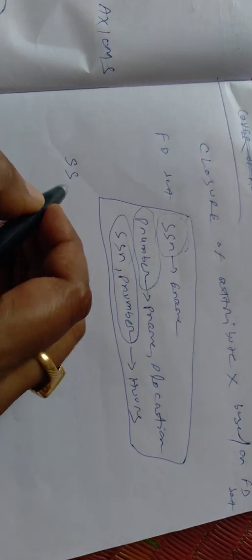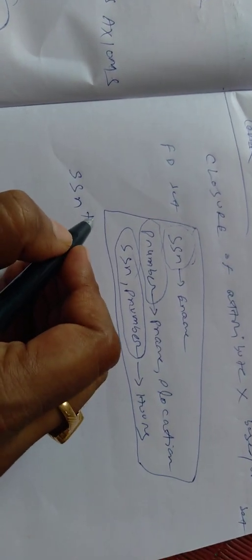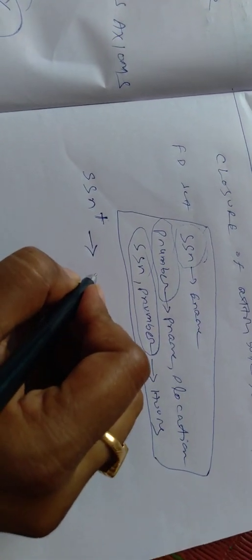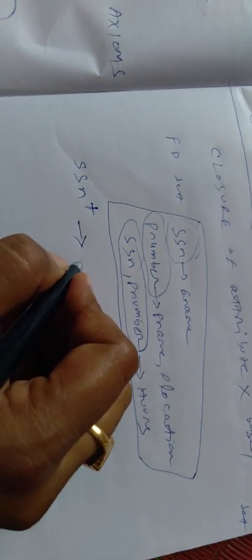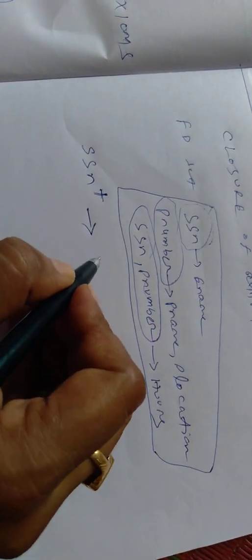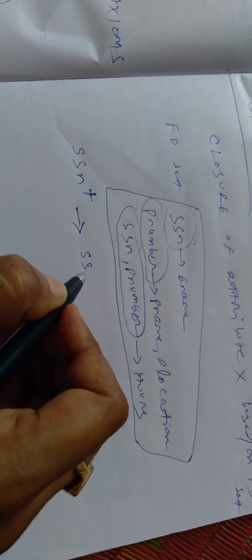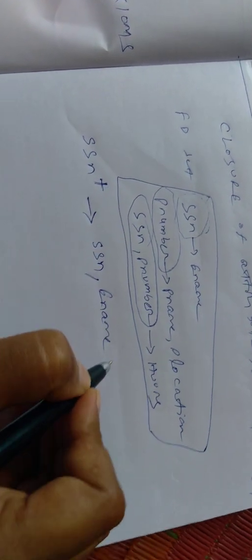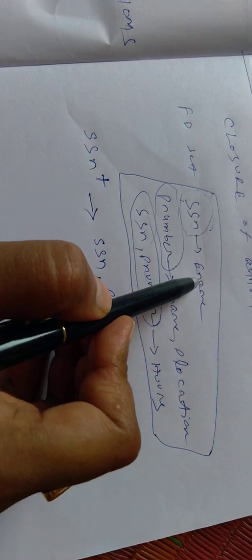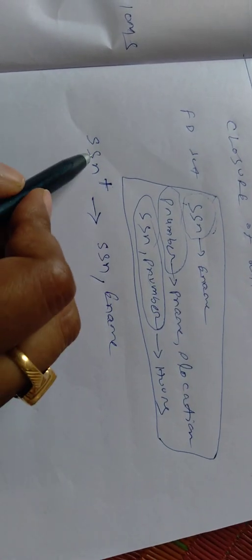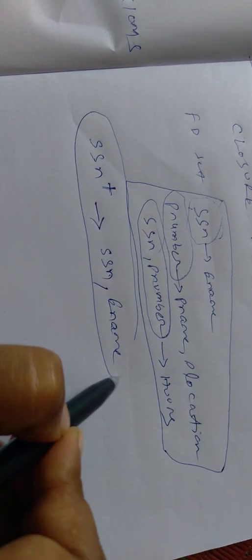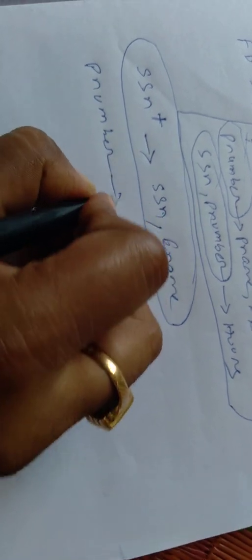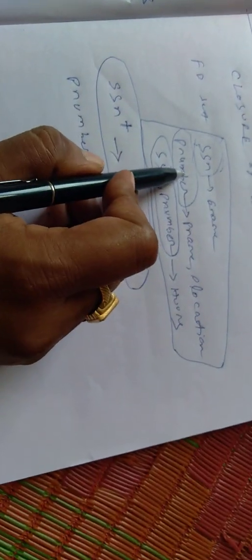So if I am saying closure of SSN plus, because closure is always represented by a plus sign, this will contain SSN itself along with any other attribute which it is deriving. SSN is deriving ename, so ename will be there, SSN itself will be there. So this is the closure of SSN. Similarly, find the closure of p number, because p number was on the x side.